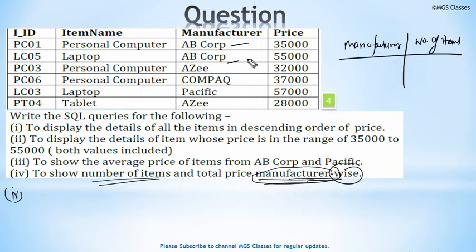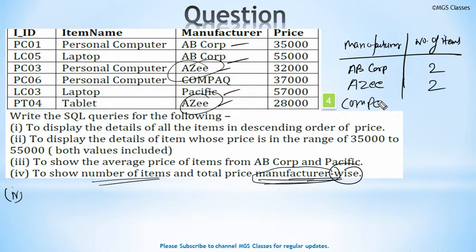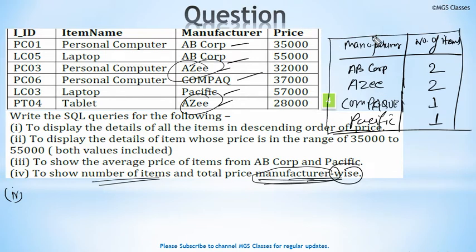So the first manufacturer is AB Corporation. AB Corporation is selling two items. Another manufacturer is selling two items. Here you will write down Compact is selling one item only, and Pacific is selling one item only. Okay, so this way you can write. So what output does he want? He wants the output like this. He's not interested in the output itself. He wants you to write the SQL query that will give you this output.